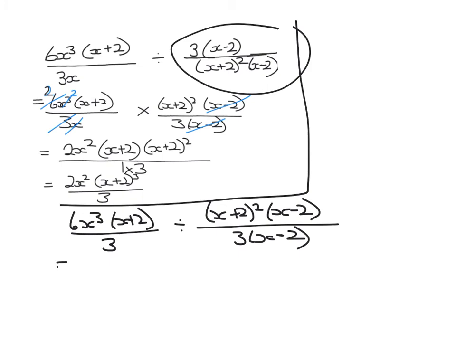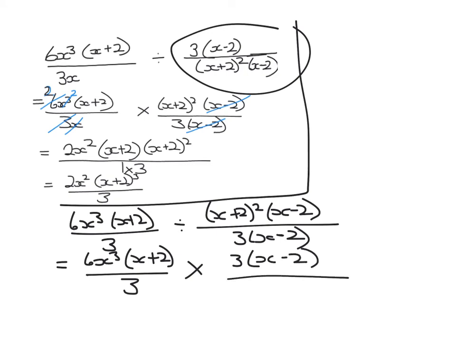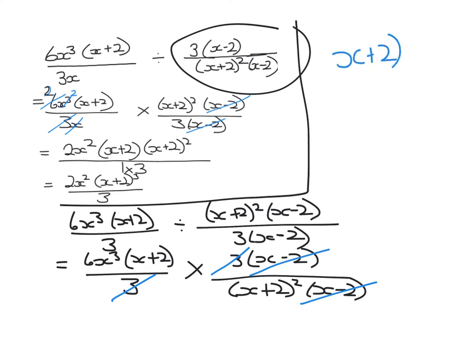Okay, so we're going to do the same thing first. We're going to keep the first fraction, change to a multiplication sign, and flip the second: 3 bracket x take 2 over x plus 2 squared bracket x take 2. So we can cancel the x take 2's very easily, they're gone. We can cancel the 3's, they're gone. We just have to decide what we do with the x plus 2 and the x plus 2 squared.